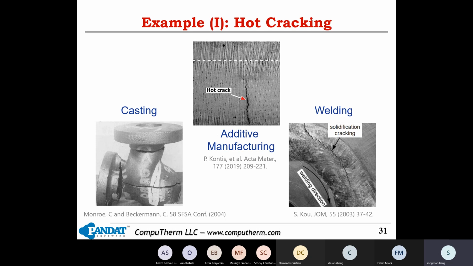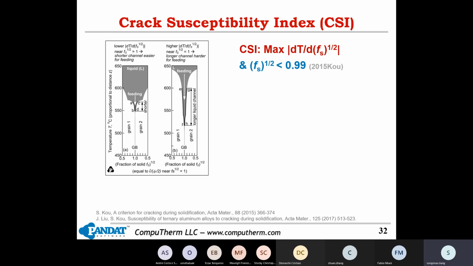In order to understand the mechanism of hot cracking formation, many criteria have been developed to predict the hot cracking susceptibility of alloys. But now, I want to introduce a simple but effective criterion to evaluate hot cracking susceptibility, which we call the crack susceptibility index. And this index is developed based on the feeding of the last stage of solidification.